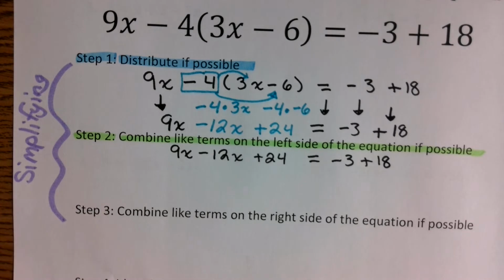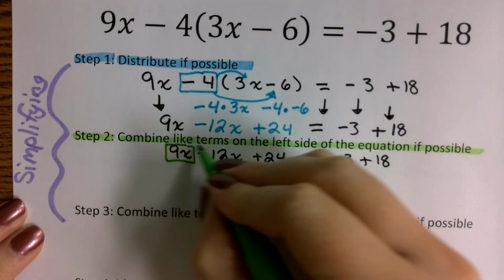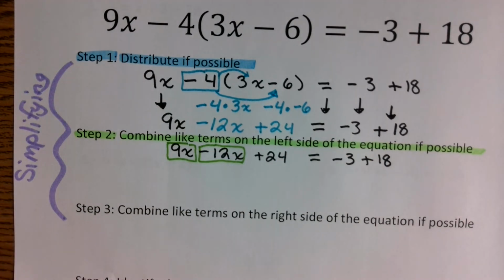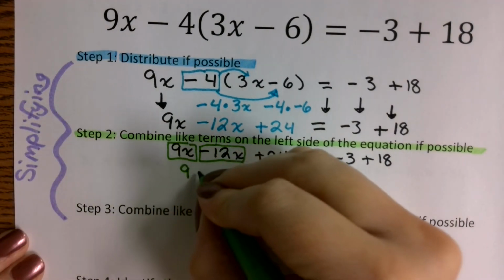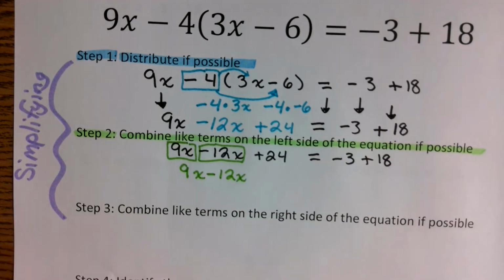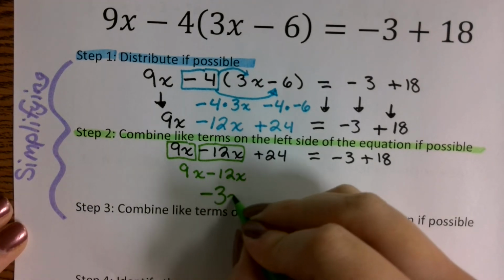I have some variable terms that are considered to be like terms. I've got a 9x and a minus 12x. Those are like terms. What do I get when I do 9x minus 12x? What is 9 minus 12? Negative 3x. So we get negative 3x here.